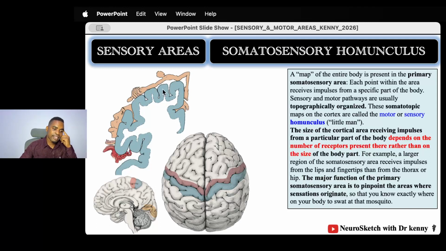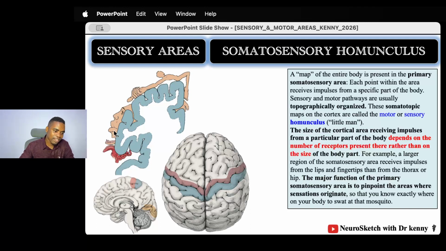So the size of the body part in the somatosensory homunculus corresponds to the density of sensory receptors. Those regions of the body which have a dense sensory receptor population are represented higher in the primary somatosensory area. For example, the face has a lot of sensory receptors. This is why it's represented higher than the trunk. The trunk has a small number of sensory receptors compared to the face. This is why the face is highly represented.